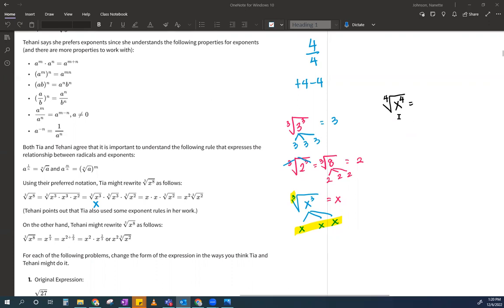Okay, so we know that x to the 4th is just x times x times x times x. How many to complete a set in this case? Yeah, 4. I have 4 of them. Very good. Then one of them comes out as a set.